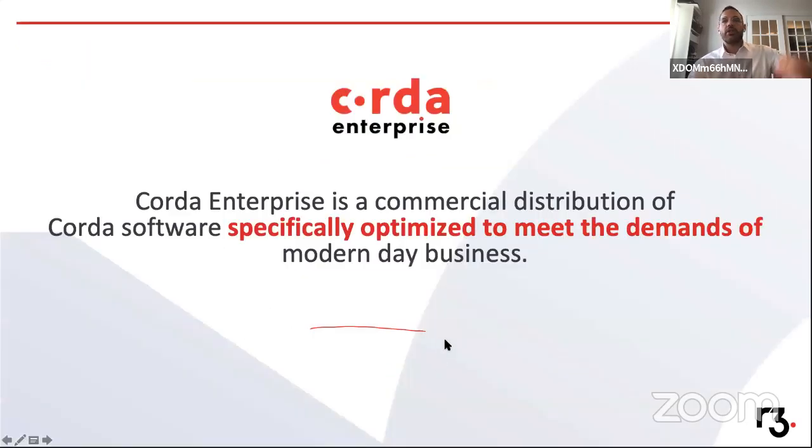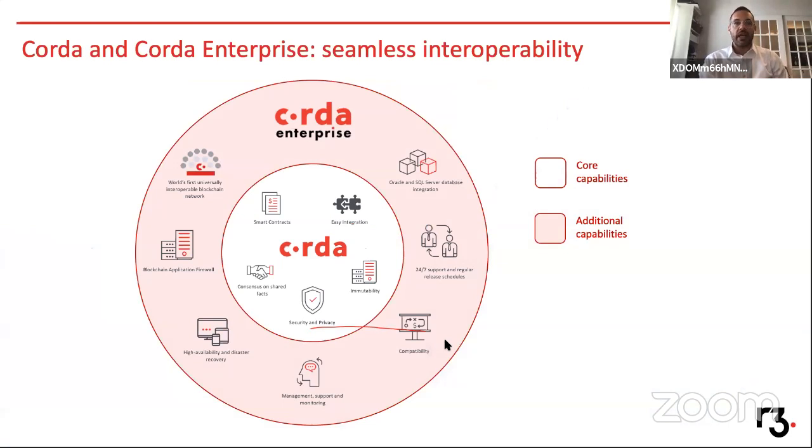Corda Enterprise is a commercial distribution of Corda software specifically optimized to meet the demands of modern business. So what does that really mean? In a picture, I would say that it looks like this. Everything that we talked about up until now was all inside Corda open source. Corda open source is the core of Corda. You can go to GitHub right now, type in Corda, find the open source version of Corda, download it, and you can start building on it immediately.